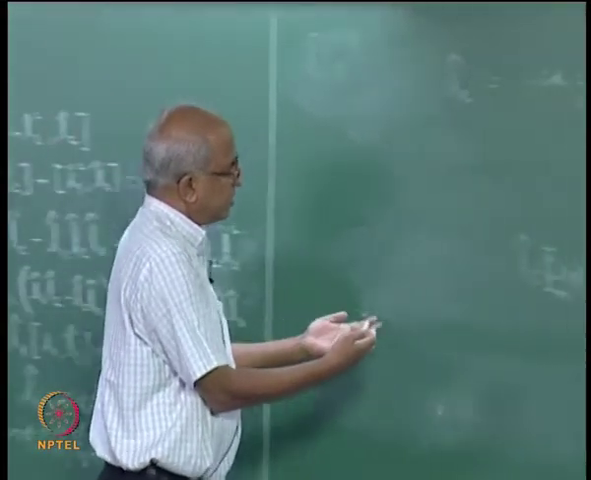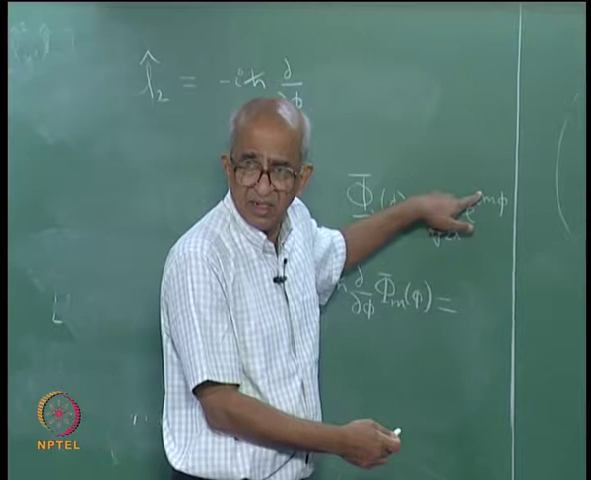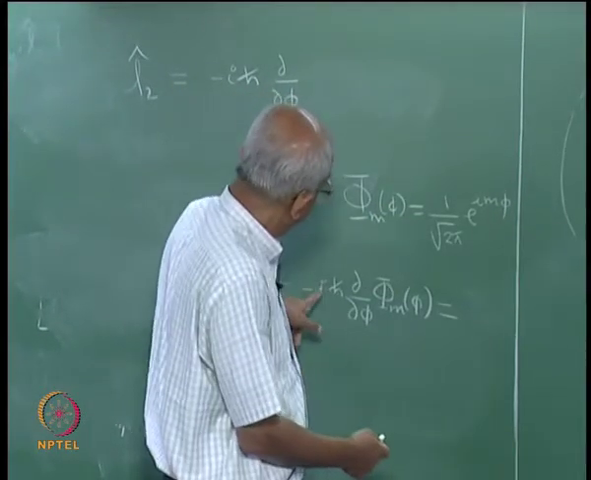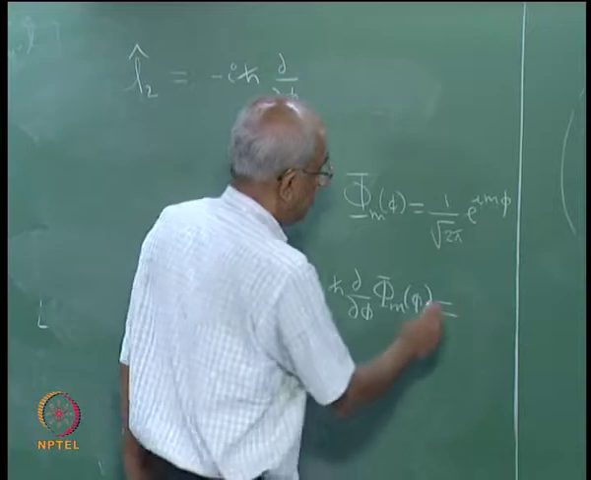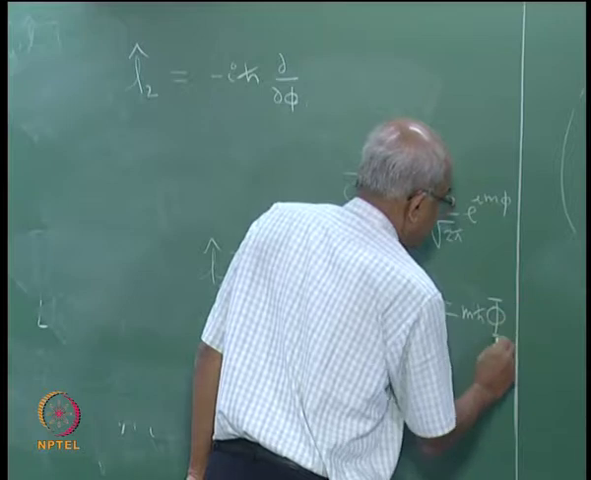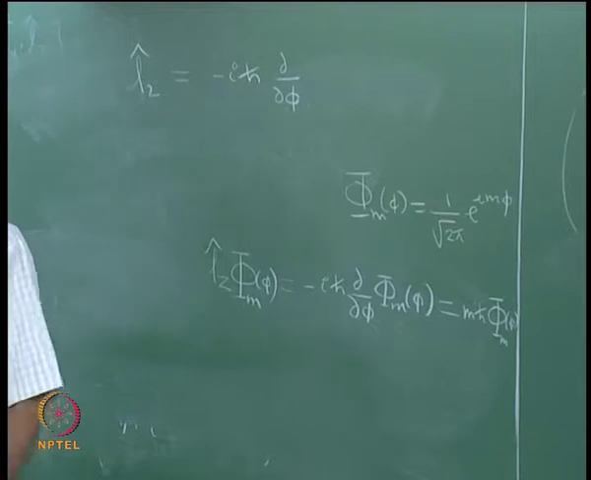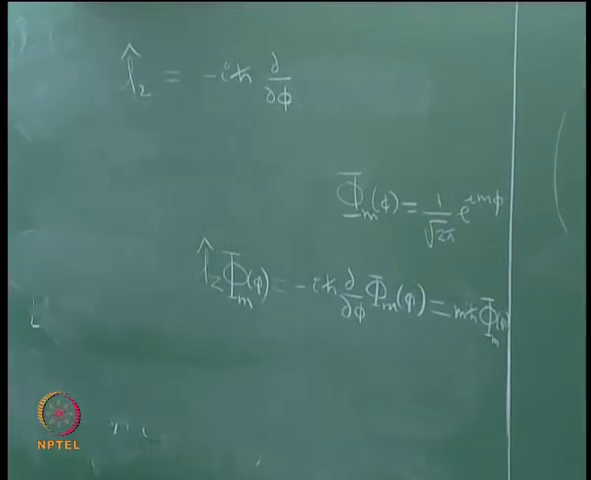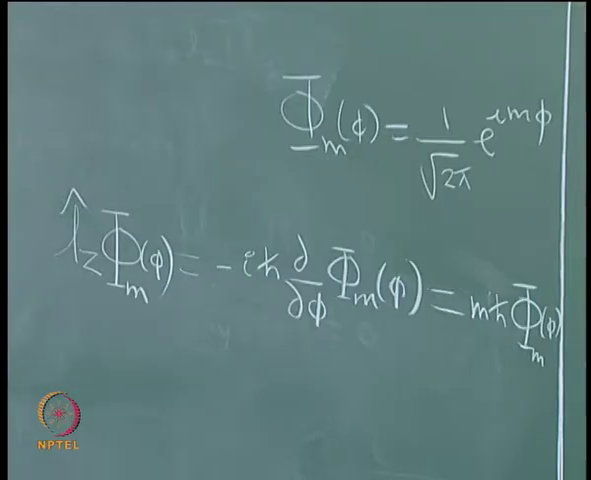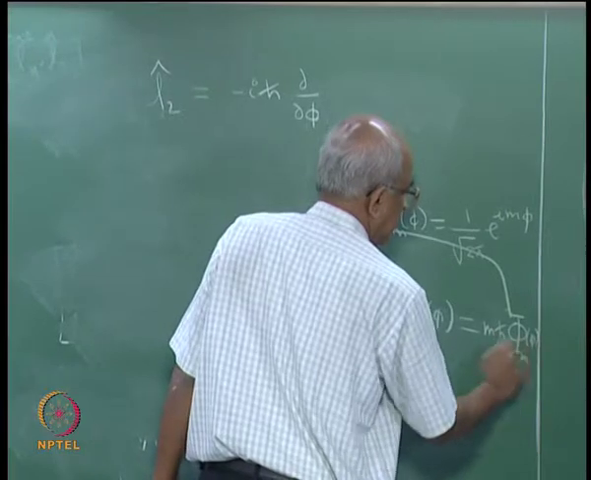Well, when you differentiate with respect to phi, what happens is that this im will come down from the exponent, right, and im will come down, and then that im and this minus im will make it into plus m h cross into capital phi. Correct? And what does this mean? This means that this particular function capital phi subscript m is an eigenfunction of Lz, right, because you allow Lz to operate upon phi m, the answer is equal to m h cross times phi m.